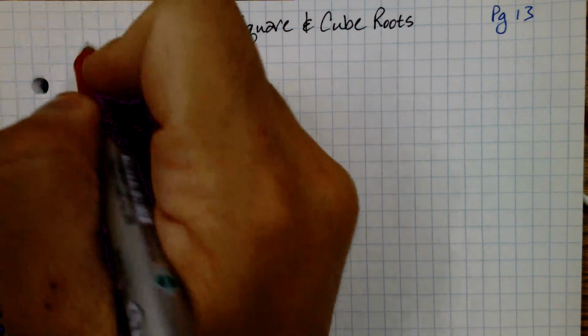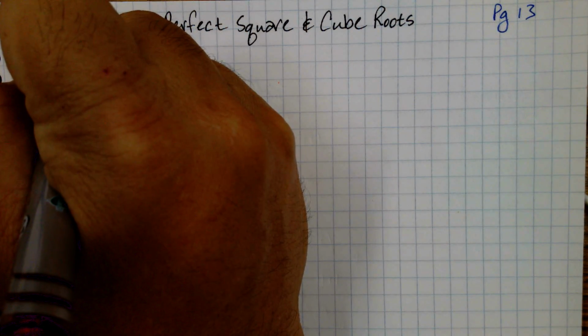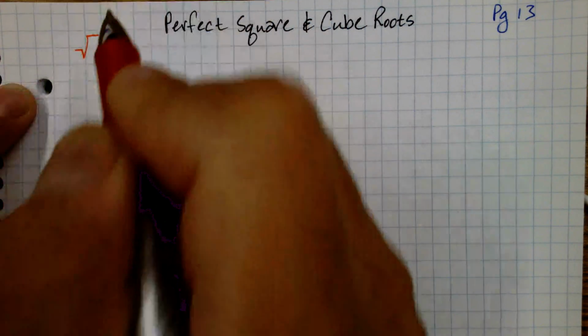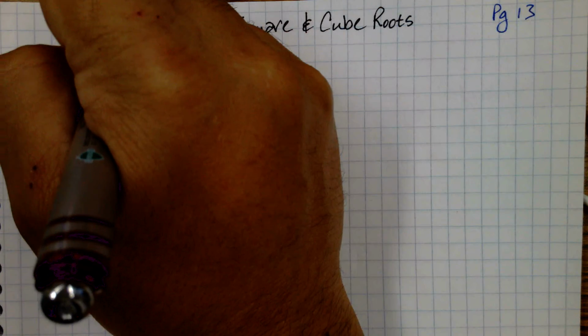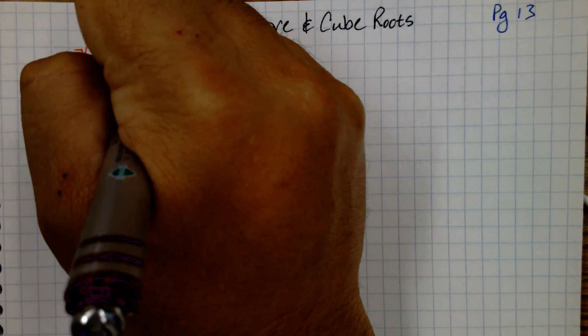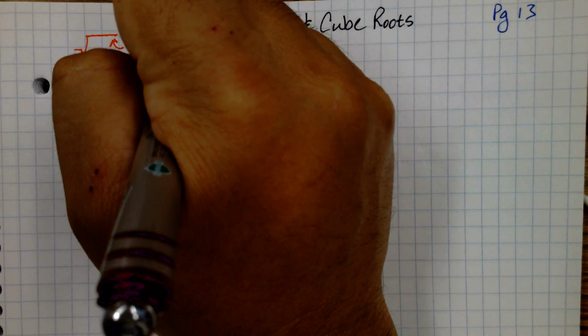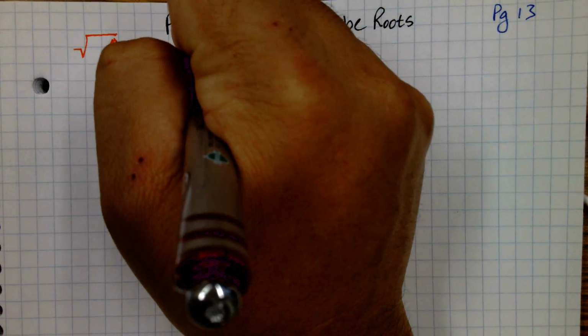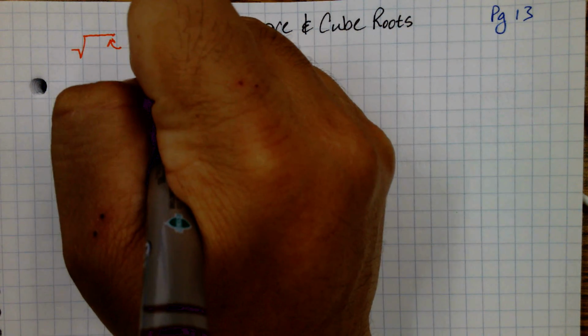So let's just start with the symbol that we're going to be using. Today we're going to throw a few brand new symbols at you, starting with this one. This is known as a root symbol. It's also known as a radical. You may hear it referred to as a root symbol, which is more common, but sometimes people will say it's a radical. So it's known as a root or radical symbol.